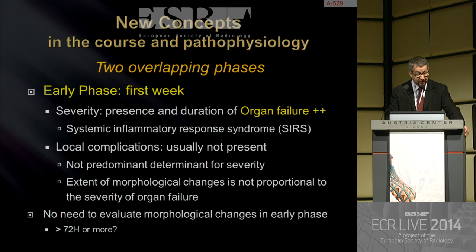And once again, the extent of the morphologic changes is not proportional to the severity of organ failure. So there is clearly no need to evaluate the morphological changes in the first week of disease. Looking very carefully at the reference paper published in Gut 2013, from the International Working Group, there is no clear recommendation for scheduling CT, but you will find 72 hours at least.